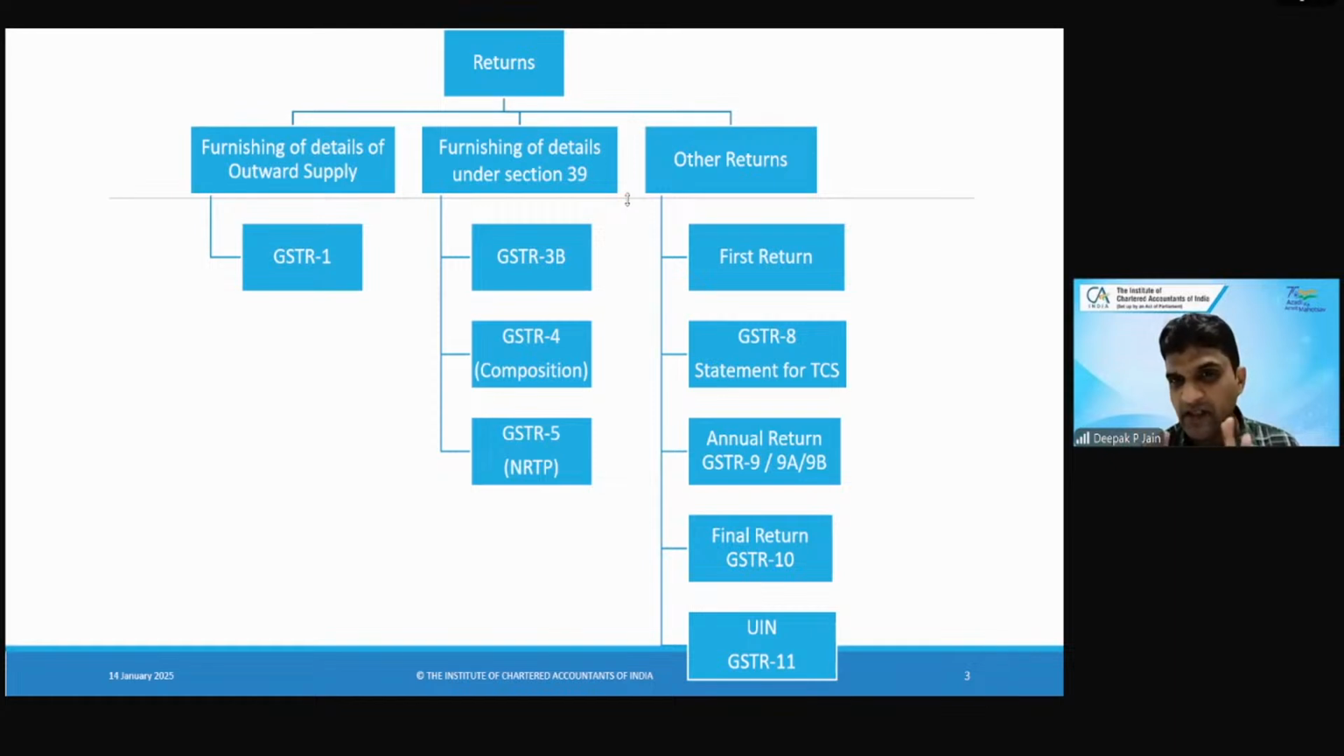Supplier. Okay. Mixed reaction. Few people are saying registered person, few people are saying recipient. The simple answer is on your screen itself. Furnishing of details of outward supplies. It is not reverse charge or tax payable. It is simply saying furnishing of details of outward supplies in GSTR 1.